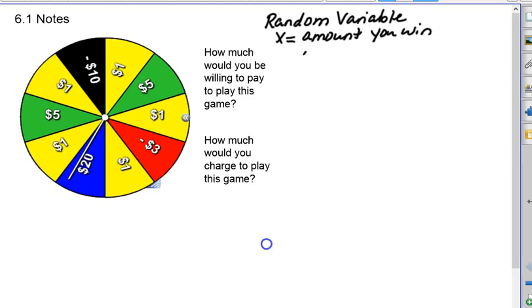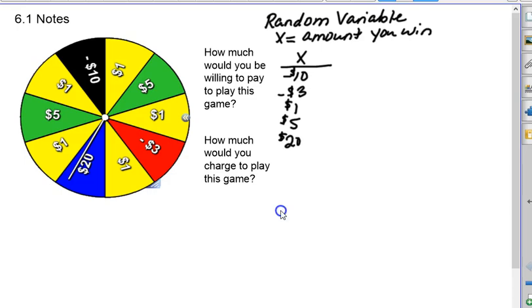Okay, so what are the different possibilities for x? Well, x could be as little as negative $10, so you lose $10. You could also lose $3. You could win $1, you could win $5, or you could win $20. So $1, $5, and $20.